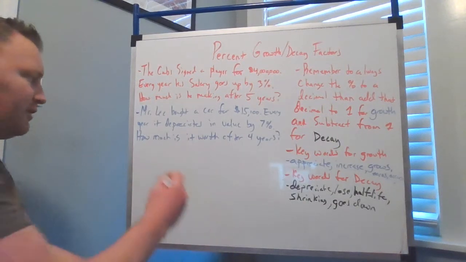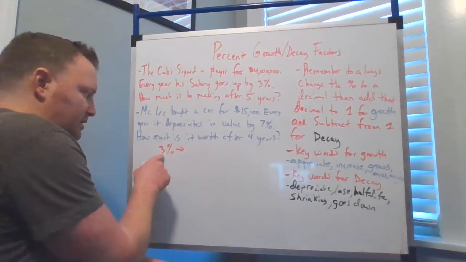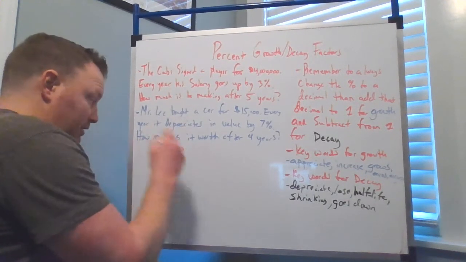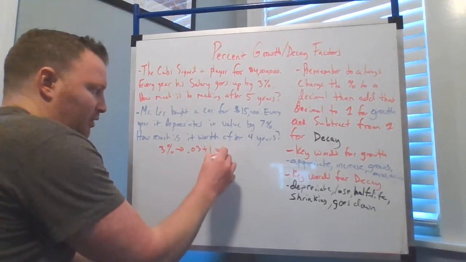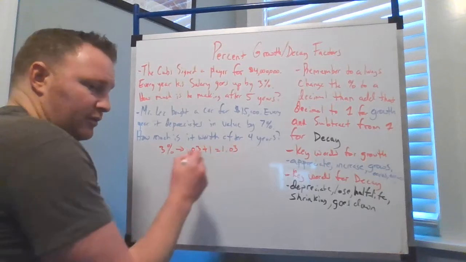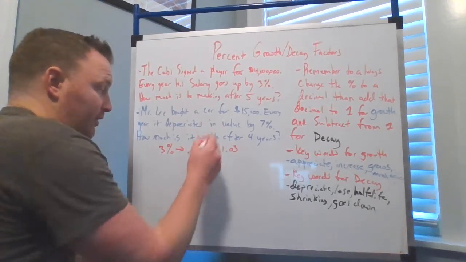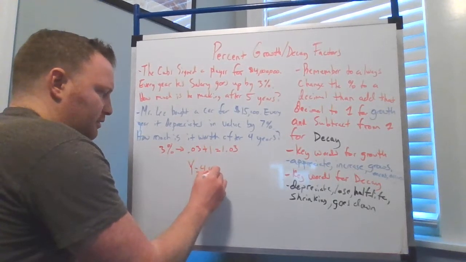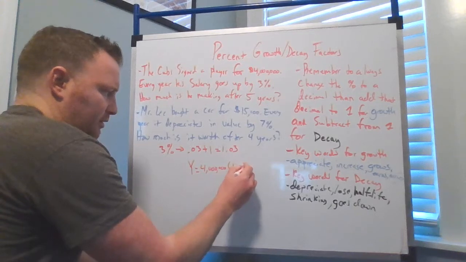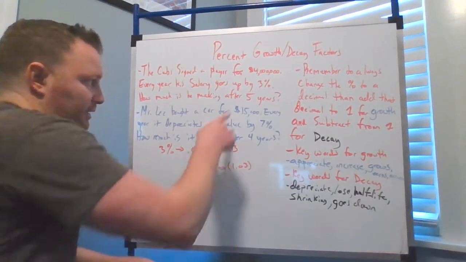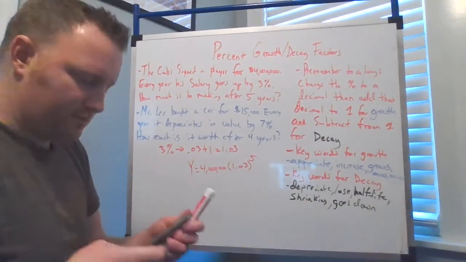So first things first, change that percent to a decimal. I cannot stress this enough with these single-digit percents that it's always 0.03. And I'm plussing 1, so I know my growth factor is 1.03. Now I'm going to make my equation y equals initial value of $4 million, okay, times 1.03 to the power of how many years? 5 years. Okay, so let's do our work.